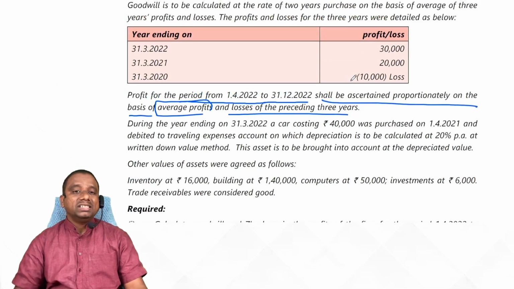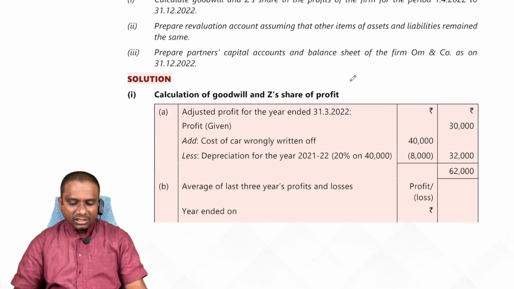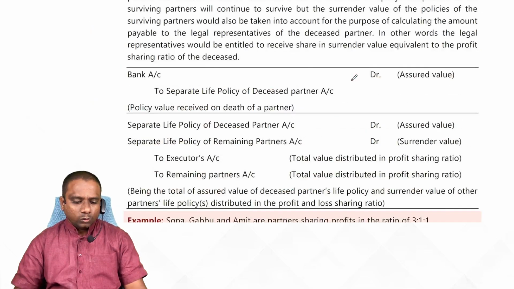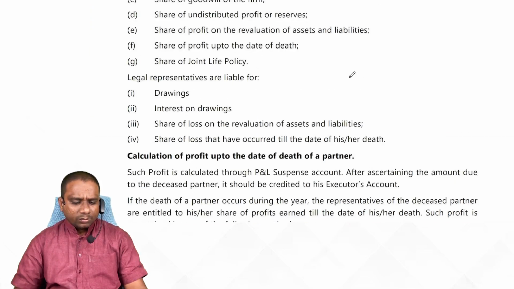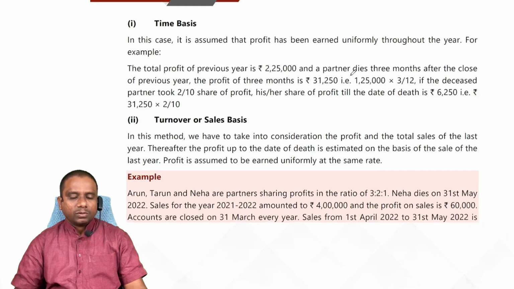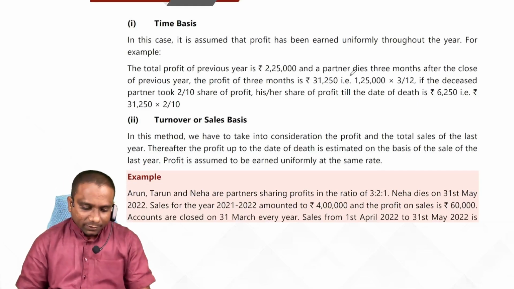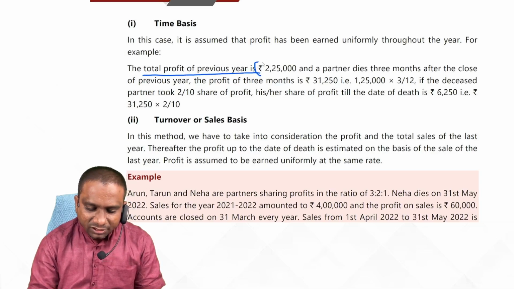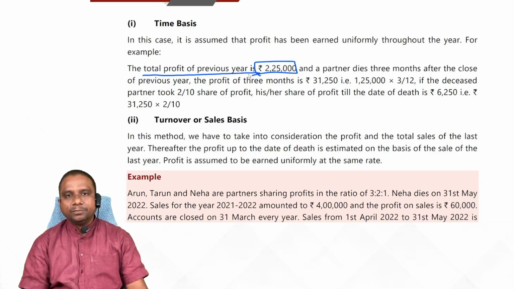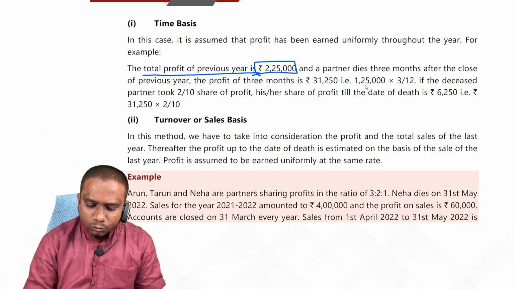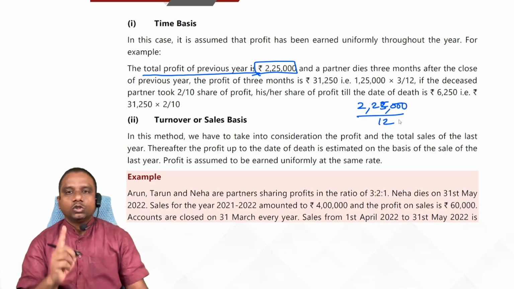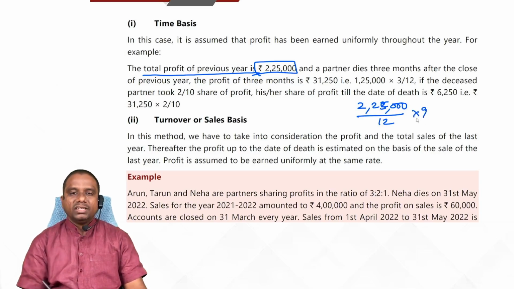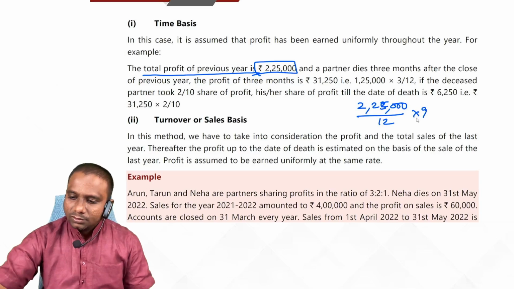Here they are following preceding years' profits, students. In some problems they give you time basis or proportionate basis. Yeah, here it is. Time basis or proportionate basis. Suppose the total profit of the previous year, so we take the previous year profit directly, 2,25,000. This is for how many months? 12 months. But we need for how many months? For example, 9 months. 225 into 9 by 12.